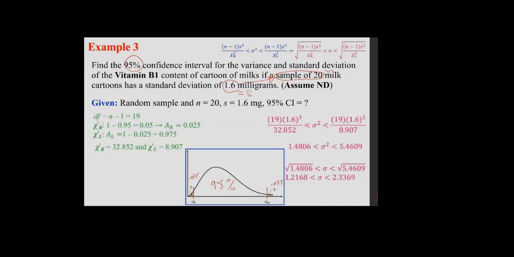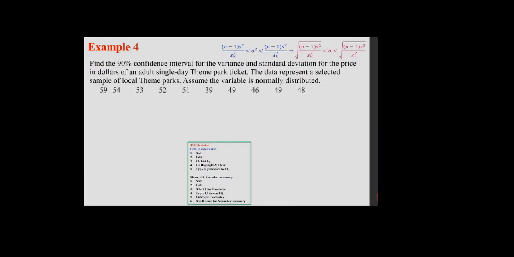By the way, the units for the variance are milligrams squared. Milligrams squared, same thing here. Find the 90% confidence interval for the variance and standard deviation for the price in dollars of an adult single-day theme park ticket. The data represent a selected sample of local theme parks. Assume the variable is normally distributed. Normally distributed, so far that's good.